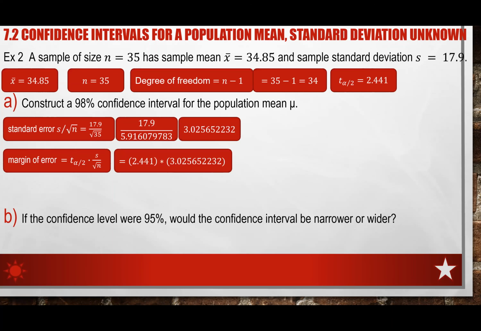I have a question. Where did we get the 17.9 from in the standard error? Right here, 17.9 is the standard deviation up here. Sorry. Okay, got it. Are the standard error and the standard deviation always the same? The standard error is always the standard deviation divided by the square root of n. Yes, that's your standard error.